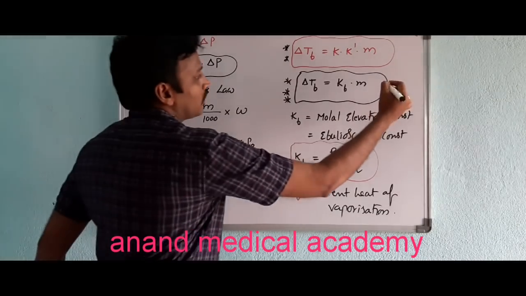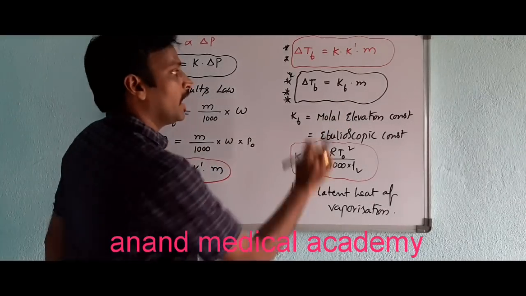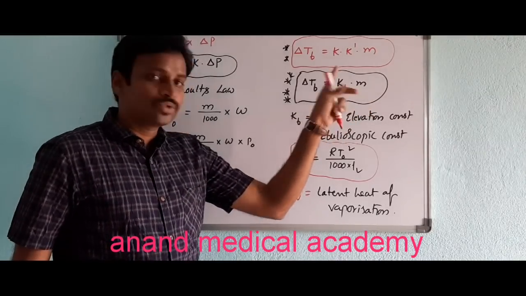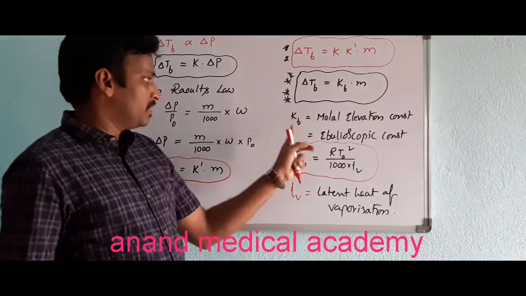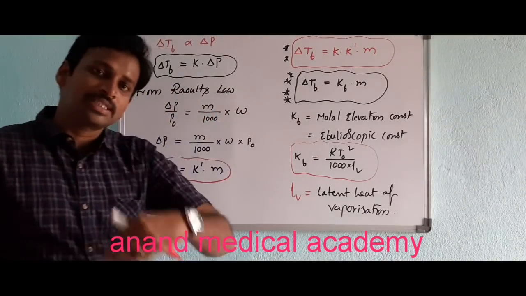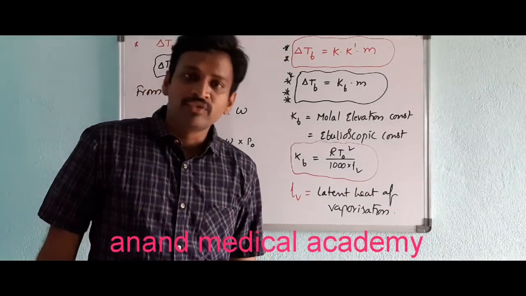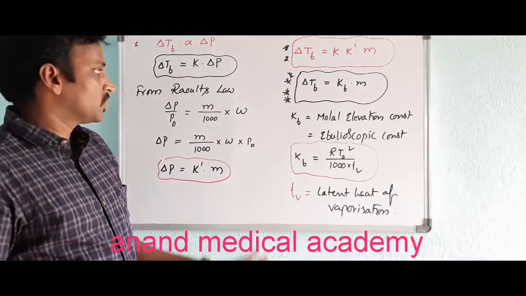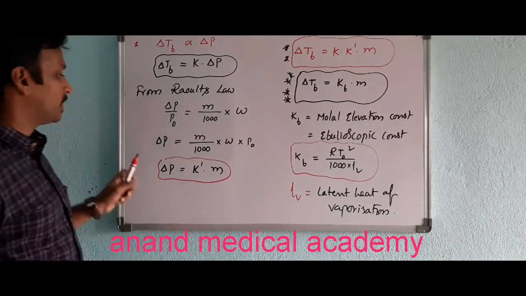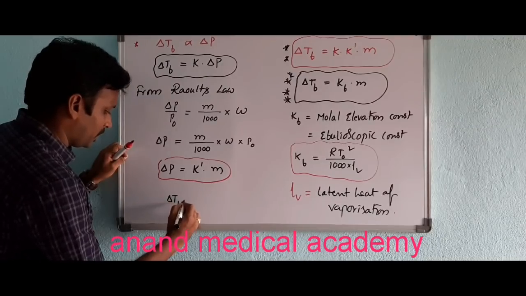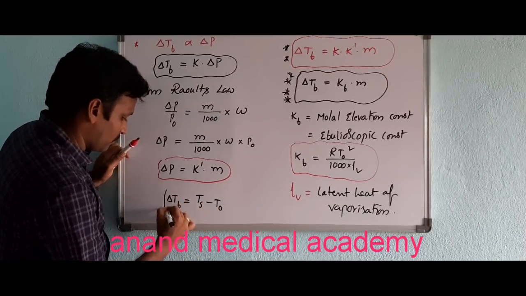So finally we got one important relation. Delta Tb is equal to Kb into m. Have a look at this. Kb is an elevation constant. Kb values for solving numericals they will provide mostly. Otherwise, for water and for acetic acid they are constants. I'll give you later while solving numericals. Got it? So this is about elevation in boiling point. What is delta Tb? I'm just repeating: delta Tb is equal to Ts minus T naught. This you remember.